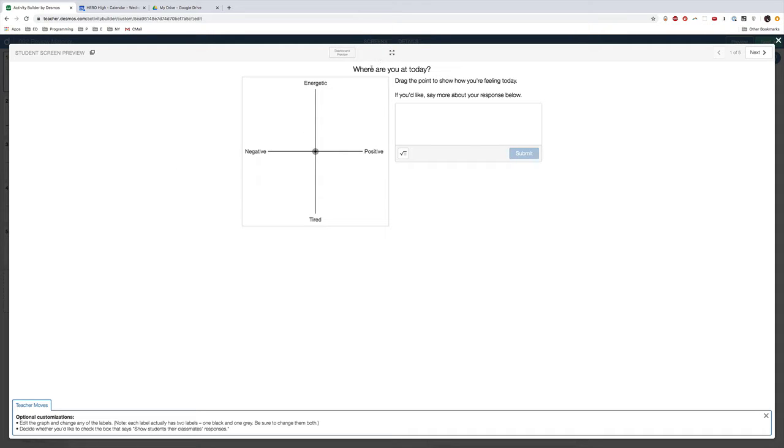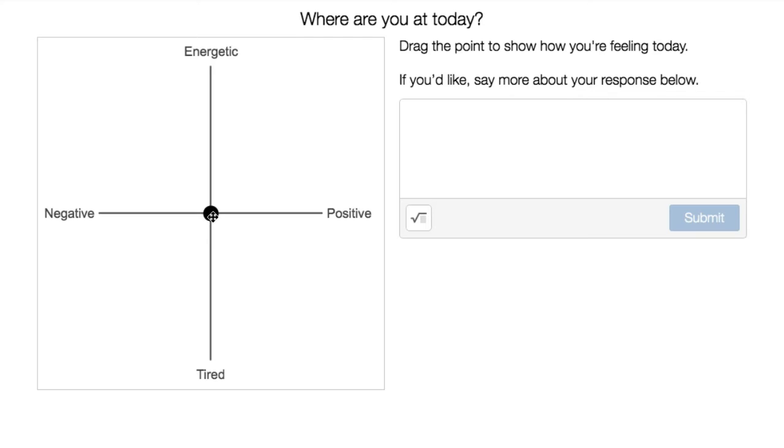The first question just says, where are you at today? So you're going to drag this slider around. If you're feeling really tired, you can pull it down towards the tired side. If you're just a little tired, you could be somewhere in the middle, or if you're feeling energetic, you could pull it up. And then going from side to side, if you're feeling positive today, you can make it go positive. If you're feeling negative, you can have it go the other direction.